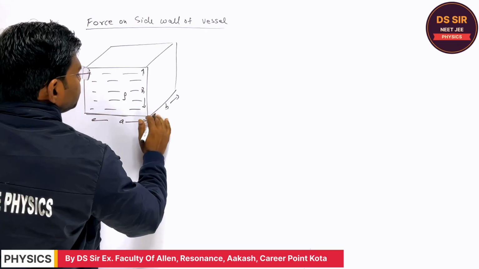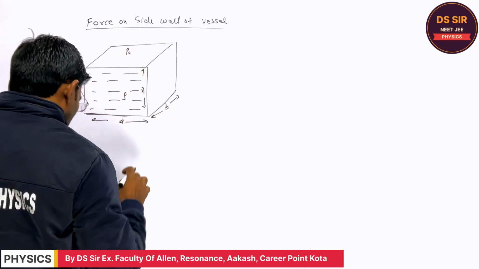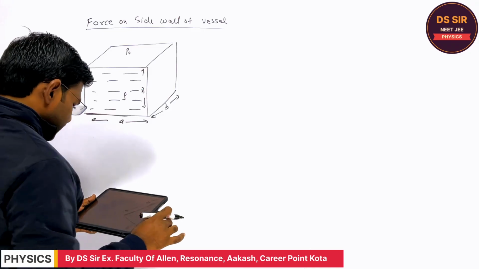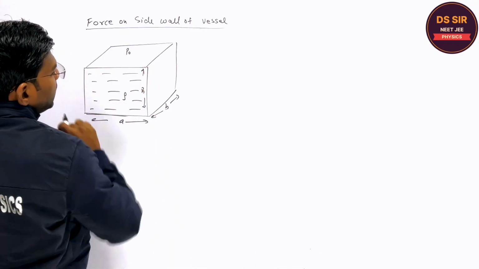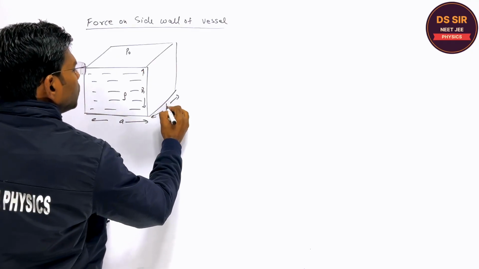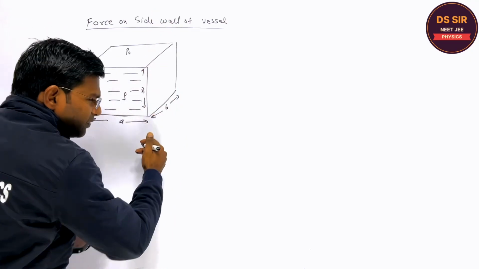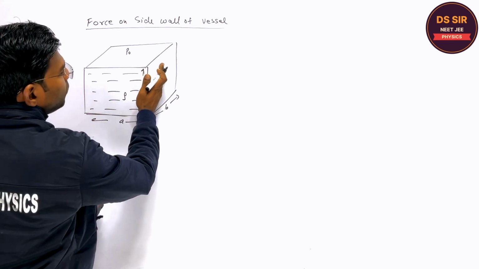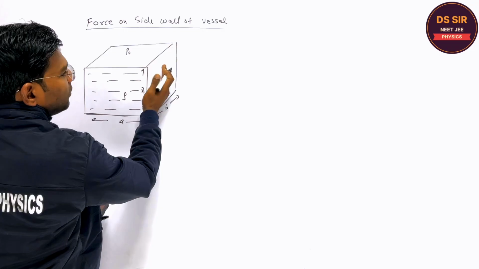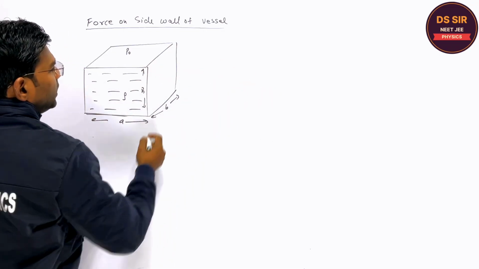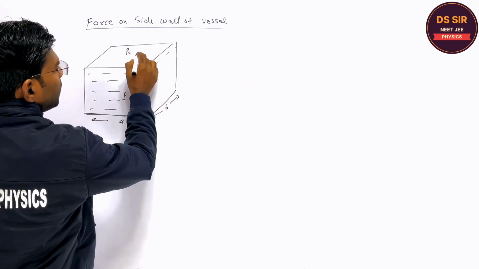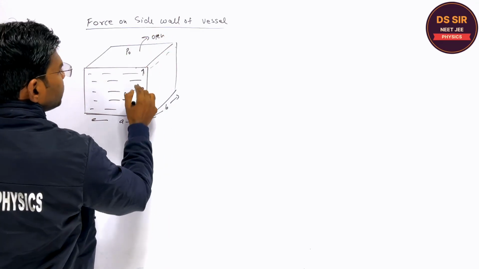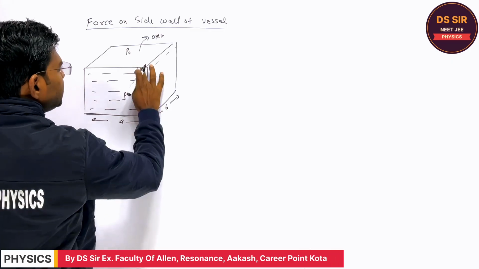So if you consider this P naught, the atmospheric pressure, because of this pressure, as we are moving down, the pressure will increase. So you have to find the expression for the force acting on this wall. Listen one thing: this is open to air, you can assume this is open to air, therefore this is the atmospheric pressure at distance x.